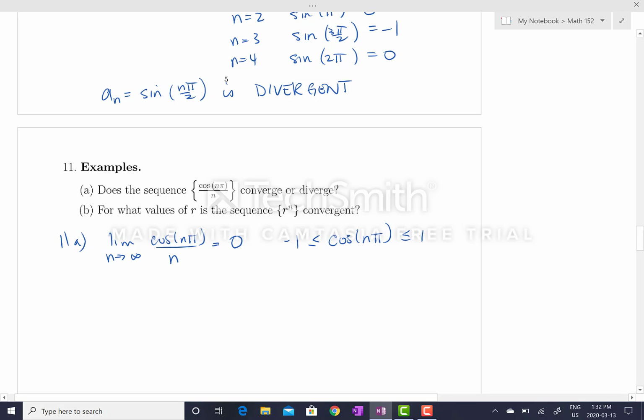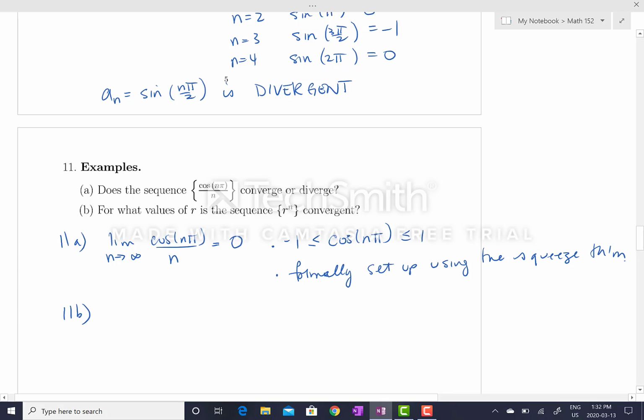If you're not happy with that little bit of potentially hand waving there, it's a good exercise for you to try to formally set this up using the Squeeze theorem. There it is.